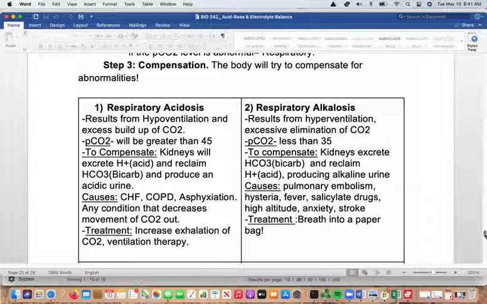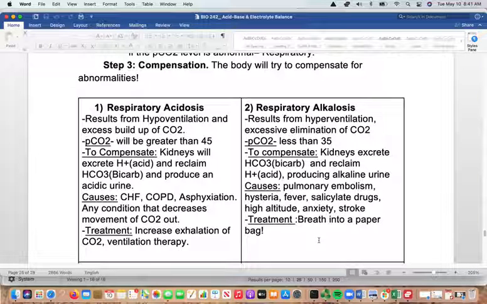So with respiratory acidosis, this results from hypoventilation and excess buildup of carbon dioxide. So your body wants to exhale that carbon dioxide. The pressure of carbon dioxide would be greater than 45. So to compensate, the kidneys are going to excrete acid and reclaim the bicarbonate and produce acidic urine. Some things that can cause this: congestive heart failure, COPD, chronic obstructive pulmonary disease, asphyxiation, any condition that decreases movement of the carbon dioxide out. So treatment is to increase the exhalation of carbon dioxide, ventilation therapy.